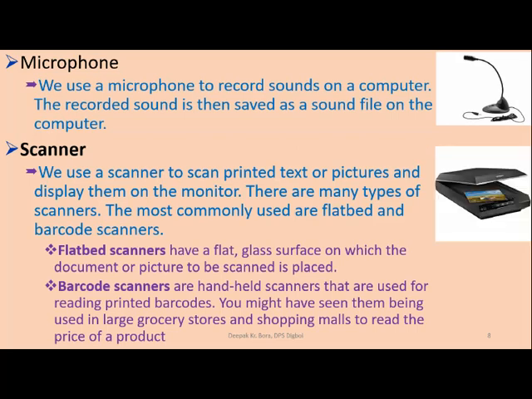Flatbed scanners have a flat glass surface on which the document or picture to be scanned is placed. Barcode scanners are handheld scanners that are used for reading printed barcodes. You might have seen them being used in large grocery stores and shopping malls to read the price of a product.